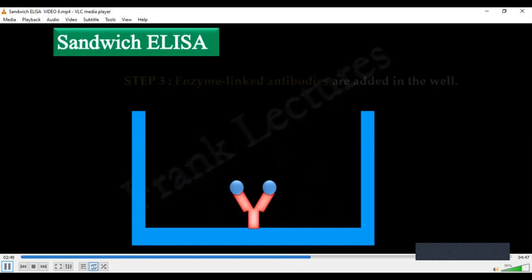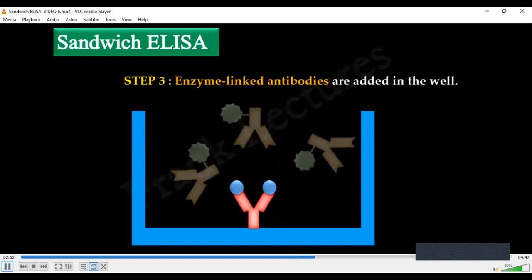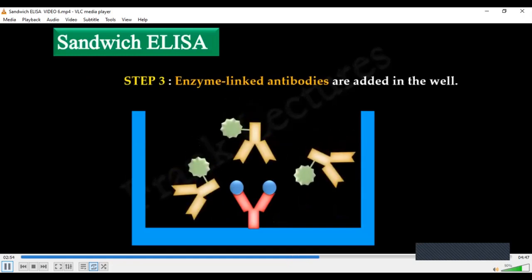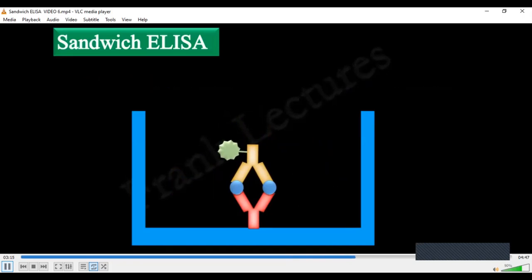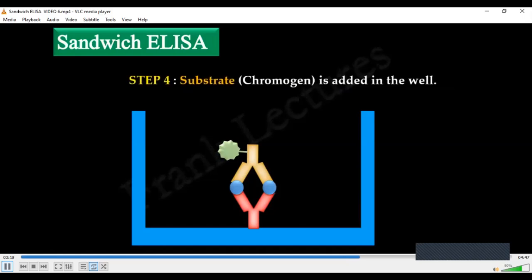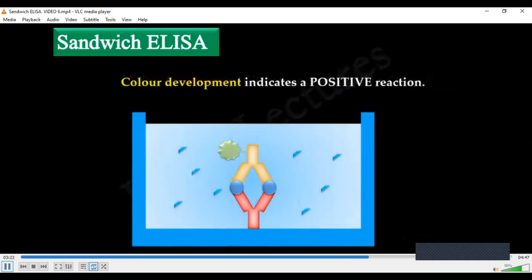In the third step, an enzyme-linked antibody is added in the well. The enzyme-linked antibody binds to the antigen. Recall that these antibodies bind to the epitopes different from those bound by the capture antibody. After some time, the well is rinsed to remove unbound enzyme-linked antibodies. In the fourth and final step, the substrate specific for the enzyme linked to the antibody is added. Color development confirms the presence of the antigen in the test sample.